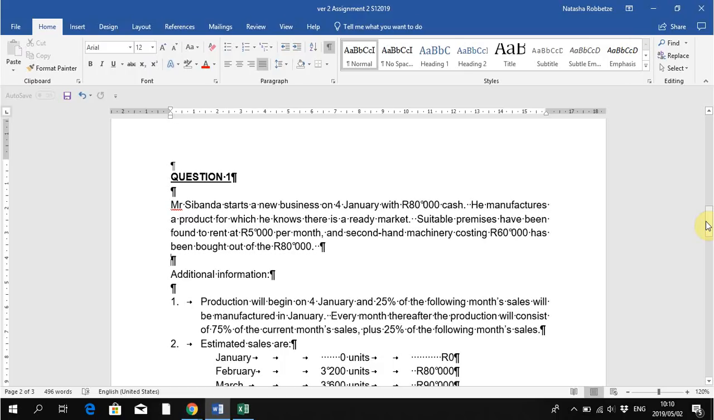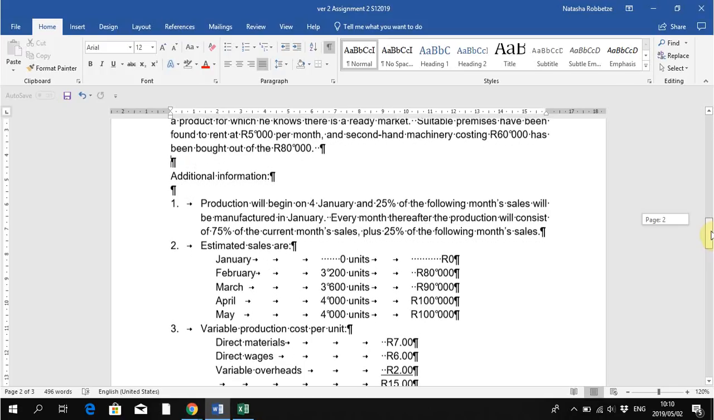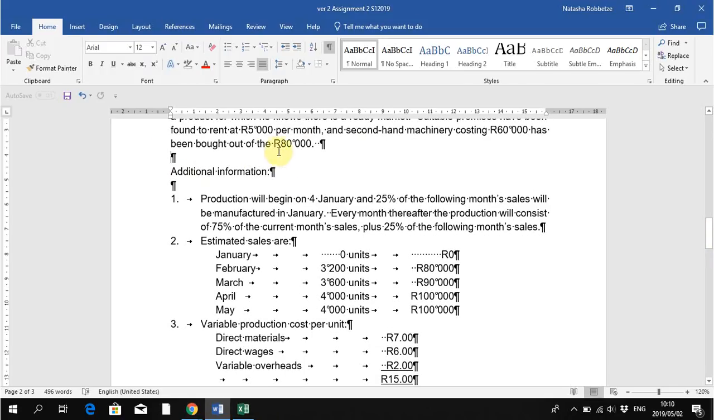The question says, Mr. Sibanda started a new business on 4 January with 80,000 Rand cash. He manufactures a product which there is already an existing market for. He found a suitable premises and the rent is 5,000 Rand per month. And then he bought second-hand machinery with 60,000, from this 80,000 Rand capital that he used to start his business.